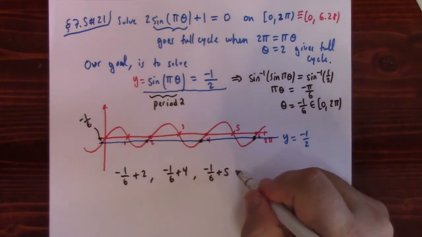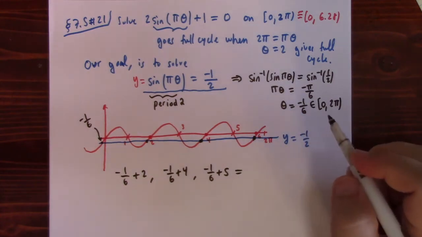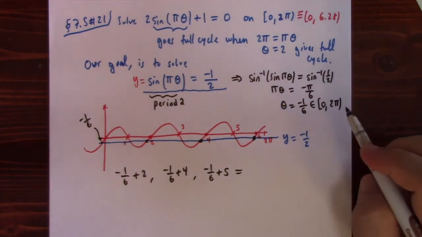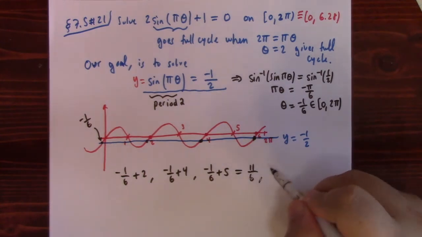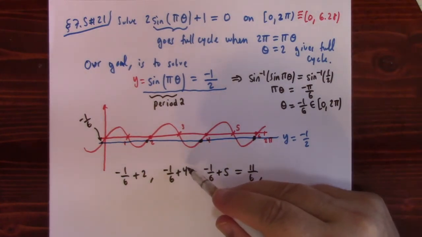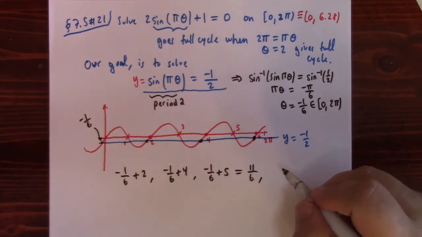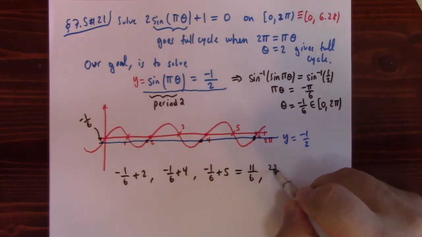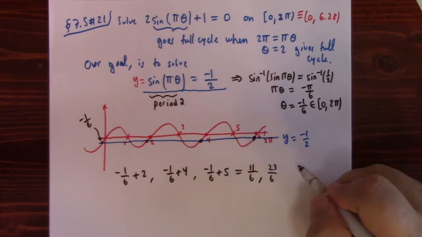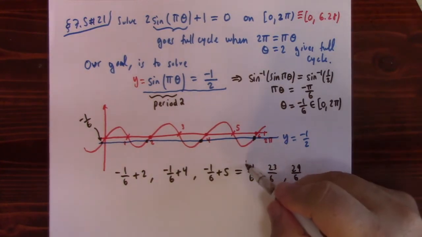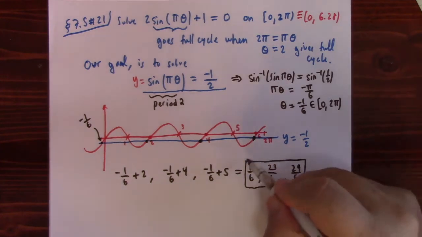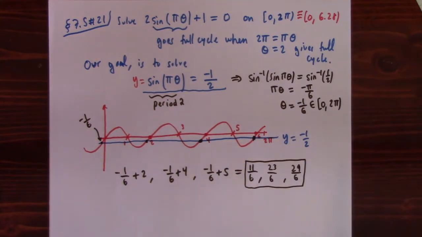All right, so if you do the arithmetic here, 2 minus a sixth is 11 sixths. 24 minus 1, 23 sixths, I believe. 30 minus 1, 29 sixths. So these are half of the solution set, right? I'll do the other half in a different color. Let me go up a little bit here.